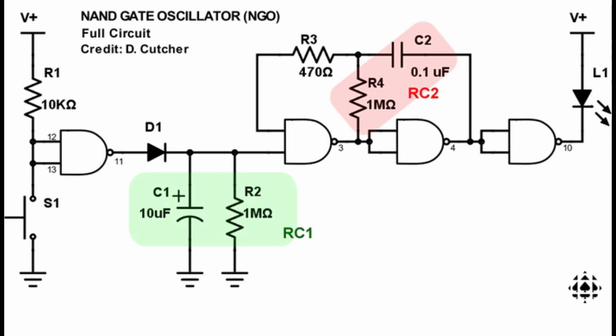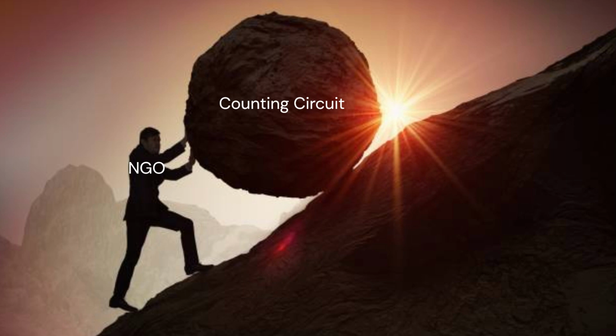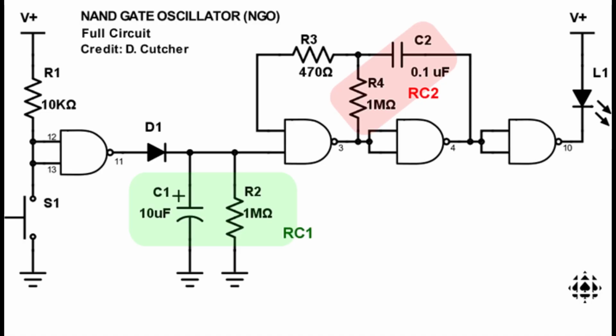The next section of this circuit is the NAND gate oscillator. This is the most important section as it works as the motor of the circuit. This section uses two RCs, or resistance capacitance configurations, to create a clock signal. The first RC, RC1, is included as part of the circuit to extend the duration of the counting.